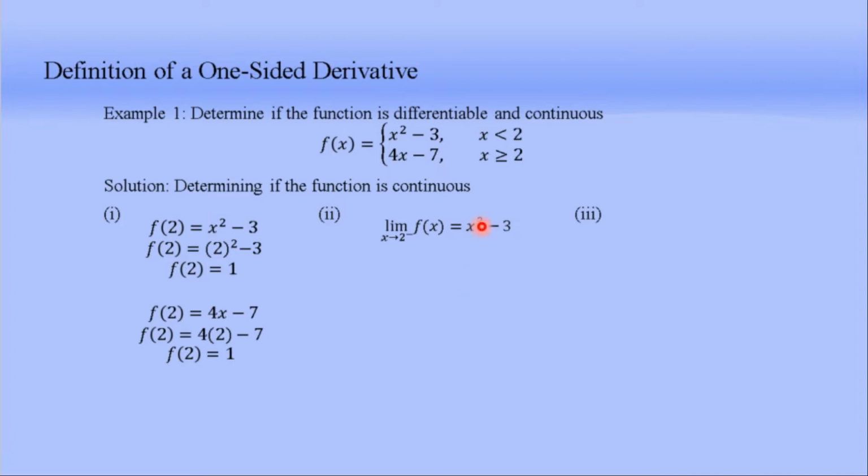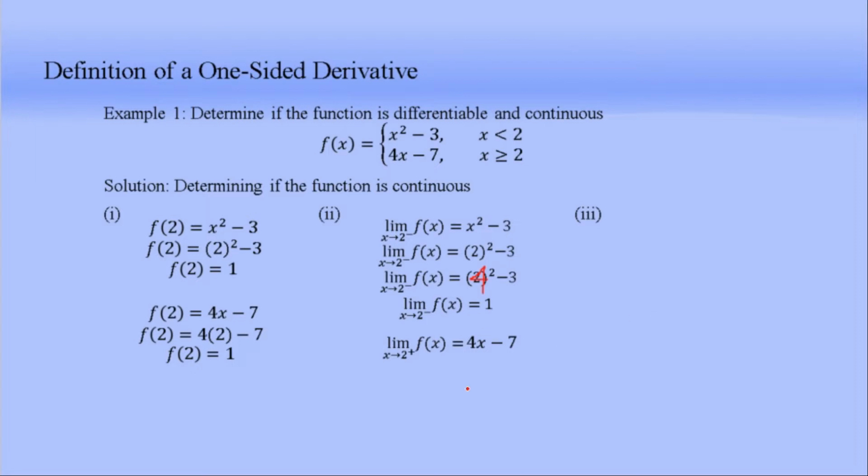So first function x squared minus 3 is the same, substitute x with 2. So 2 squared minus 3, 4 minus 3 is 1. The limit of f of x as x approaches 2 from the left is 1.